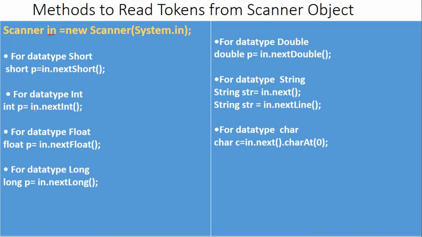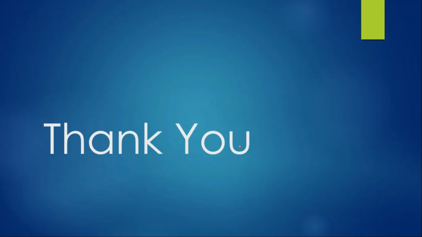Now for data type char, there is no defined method for accepting a char value, so we have to write char c is equal to in.next().charAt(0). That means first we have to write in.next(), and whatever character is stored at the first position will get stored in variable c. Now hope this video is clear to you. In the next video I will explain all these things with the help of programming. Till then, thank you.